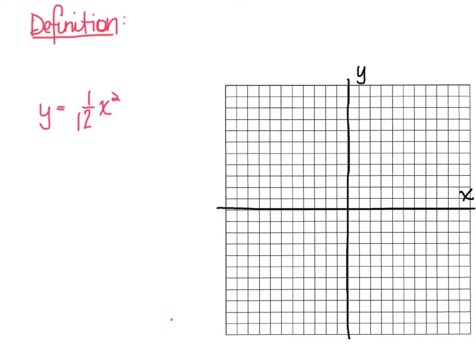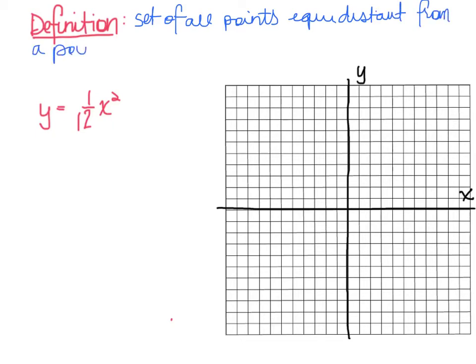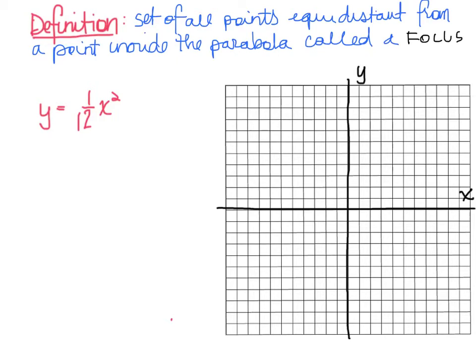Okay, by definition, a parabola is the set of all points equidistant from a point inside the parabola called a focus and a line outside the parabola called a directrix.